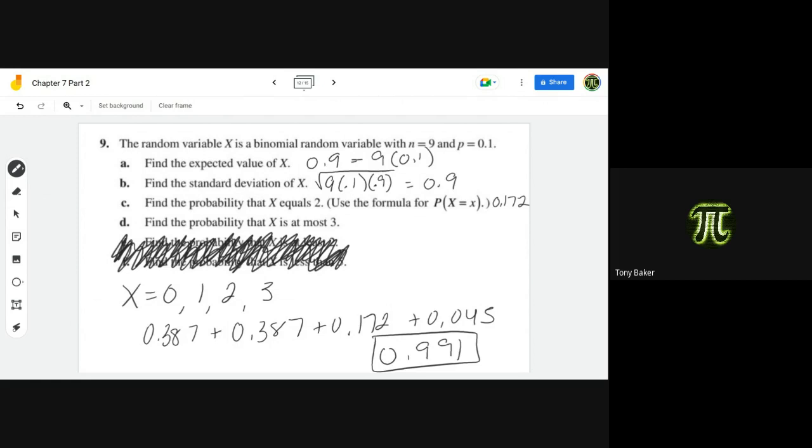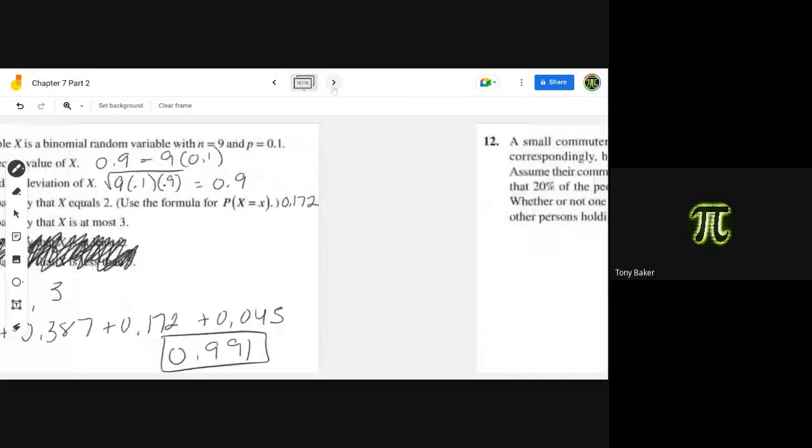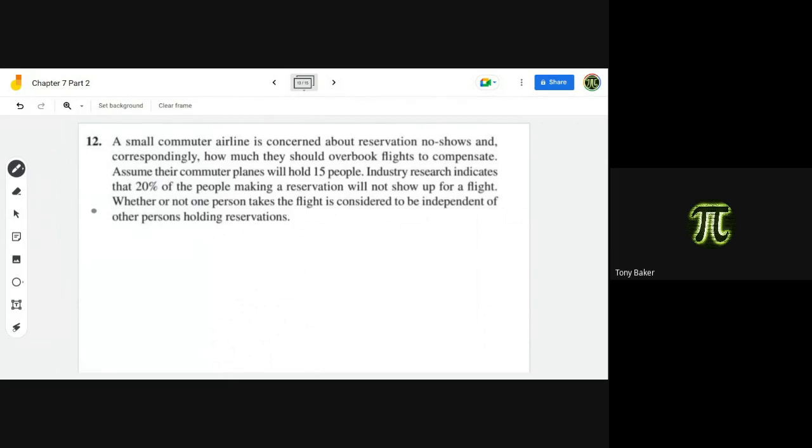Now remember, we only have a 0.1 or 10% chance of success, right? So you'd expect the numbers to go down the higher you get up there. You'd expect very few successes. That makes sense? All right. Let's do another one.